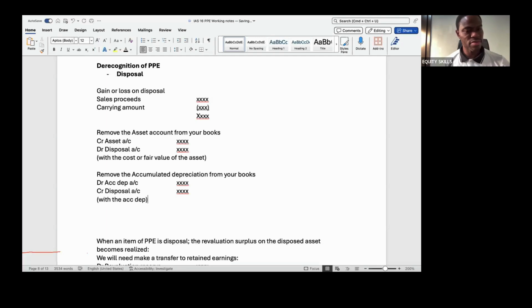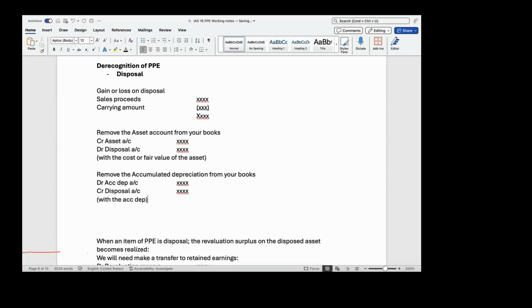If I may ask you, based on these two entries I've passed, what do you think will be the balance? What do we call the balance in my disposal account as of now? What does that balance represent? Profit or loss. Carrying amount or net book value. Thank you very much, Abubakar.